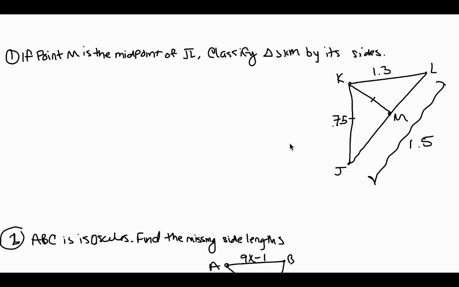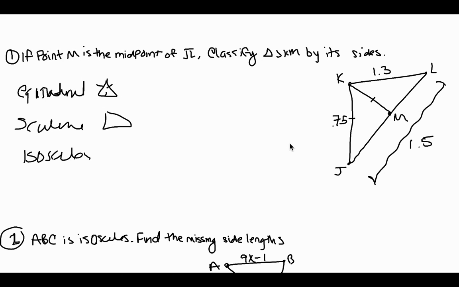So first of all, we have three options, right? We're going to have equilateral, which is when they're all the same. We're going to have scalene when they are all different. And we are going to have isosceles for when two are the same. So those are our three options.